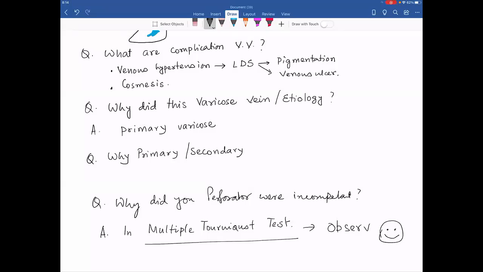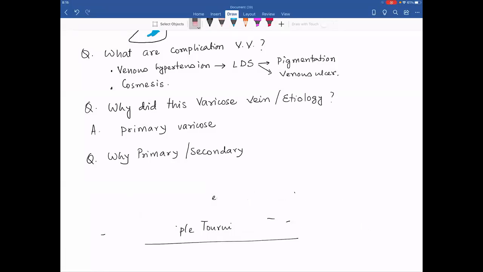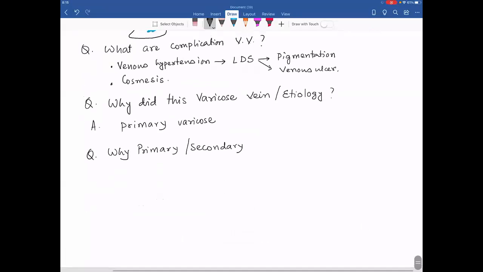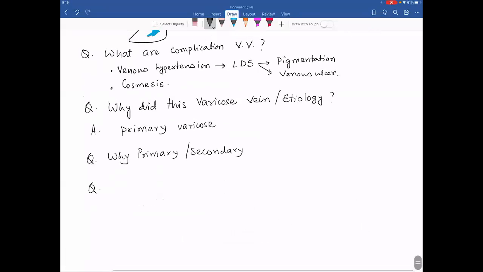Okay, the answer for this is primary varicose veins are those which are developing because of 4 reasons. So it can be any of the 4 reasons. What are they? Number 1, primary varicose veins, or you may be asked, what is a primary?